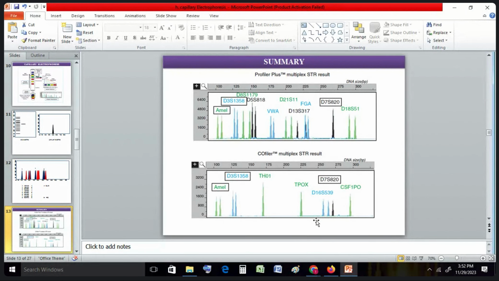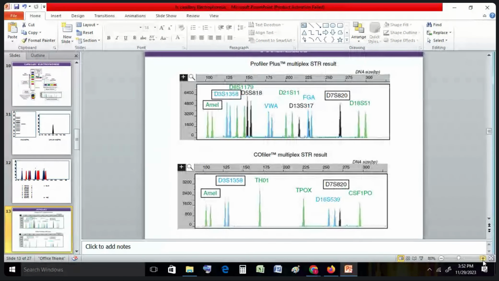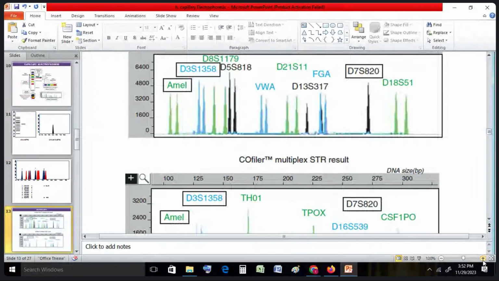Next one, D3S, whatever. The next one is blue, let me enlarge it. This one, D3S1358, also produced two peaks. What does it mean? It is heterozygous. The next one, D8S1179, produced two peaks again, so it is also heterozygous. D5S818 is also producing two peaks, so it is heterozygous. This one, VWA, heterozygous. D21S11, heterozygous.